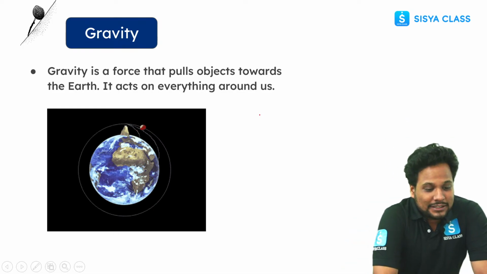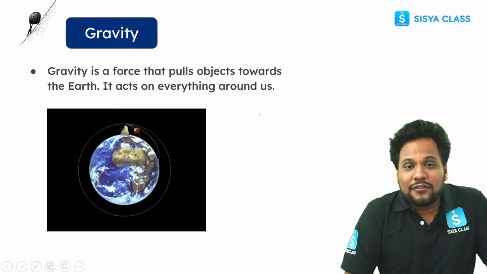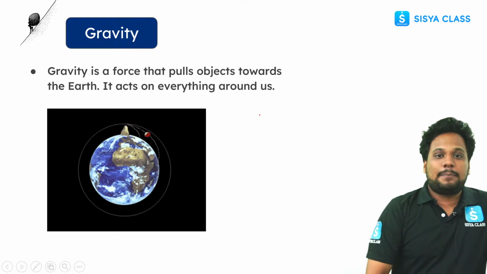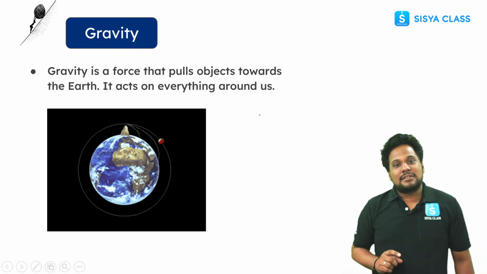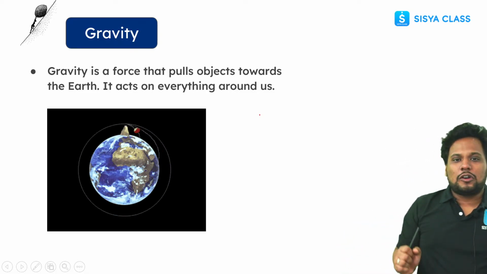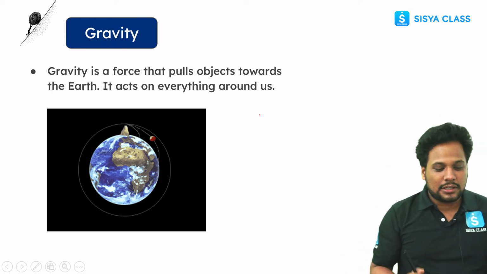इसको हम gravity कहते हैं. It acts on everything around us. It's not like it acts on one particular object. This is clear? It acts on each and every object. This is clear now?